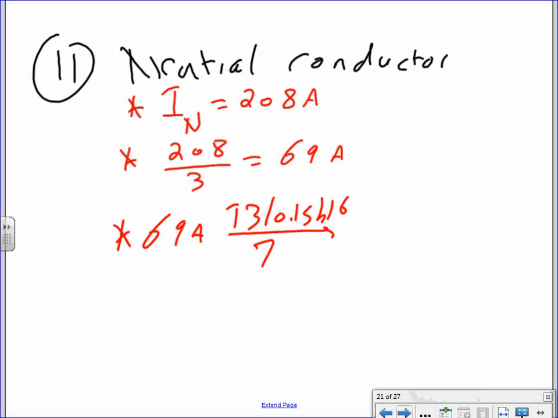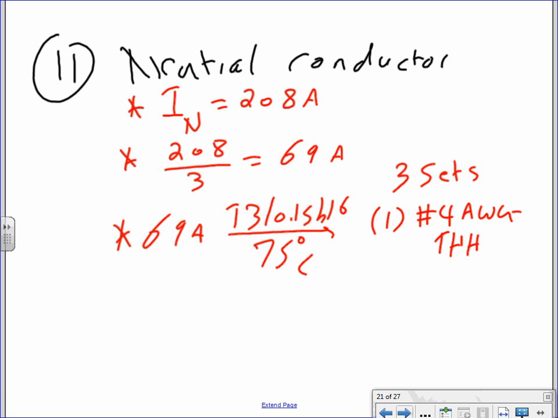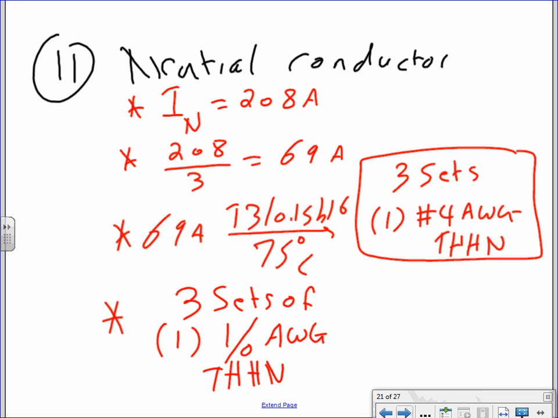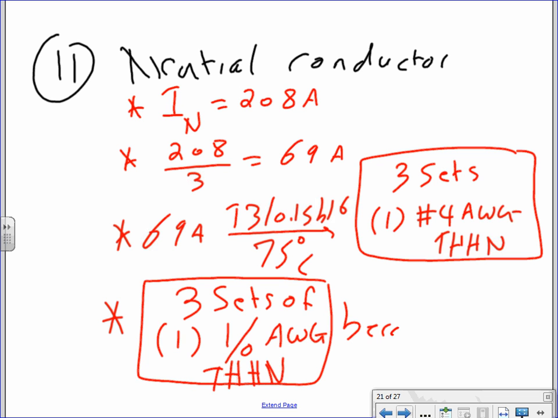Cool. And then if you take 69 amps, guys, take it to table 310.15 B16, 75-degree column. Even if you multiply it by 1.25, which we did not, I end up with 3 sets of 1 conductor, each one of them number 4 AWG THHN. Okay? Now, I want to remind you guys, can you parallel less than 1 aught? The code says you cannot parallel less than 1 aught. So, because of this, gentlemen, your neutral size will be 3 sets of 1 conductor, 1 aught AWG THHN, because of paralleling.